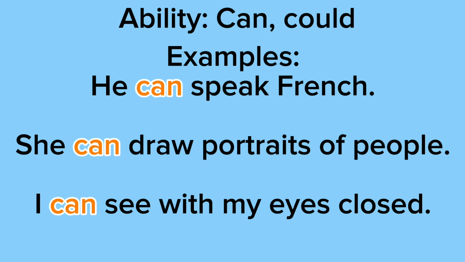Example 2 says she can draw portraits of people. So she has the ability to draw portraits of people. The modal verb is can and the main verb is draw. Example 3 says I can see with my eyes closed. So I have the ability to see with my eyes closed. The modal verb is can and the main verb is see.